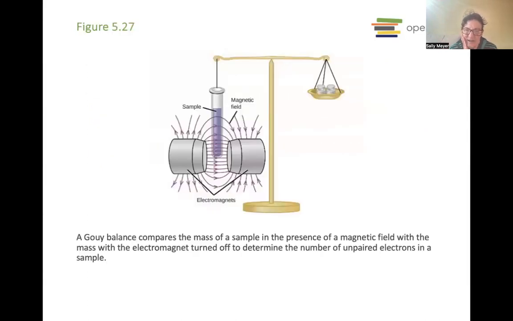So if a molecule is paramagnetic, which means it has unpaired electrons, it would be attracted to a magnetic field. And this is just a picture that could show you how that is measured. If you have a magnetic field on and off, and you measure the mass of a sample, it's going to have a greater mass if it's being pulled towards the magnet than otherwise. So you can actually measure how many unpaired electrons a sample has in this way.